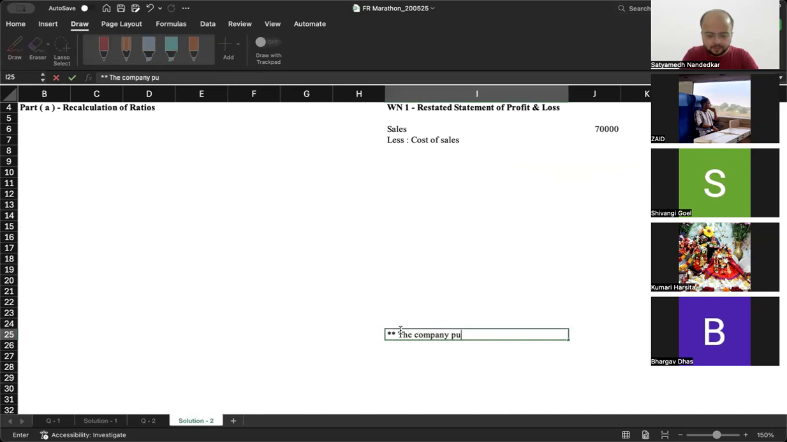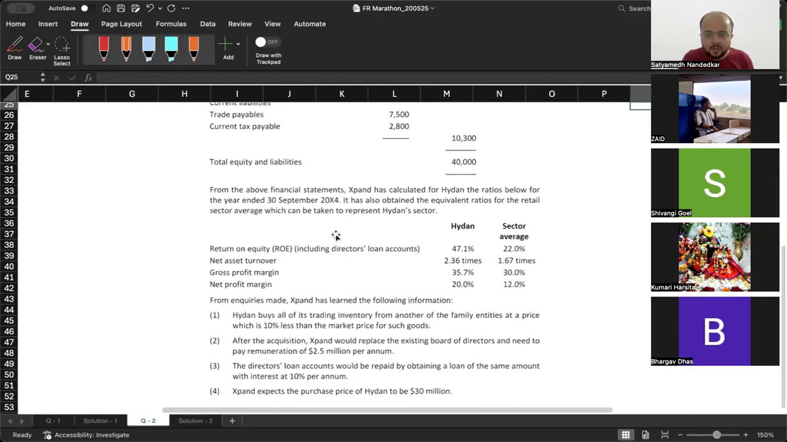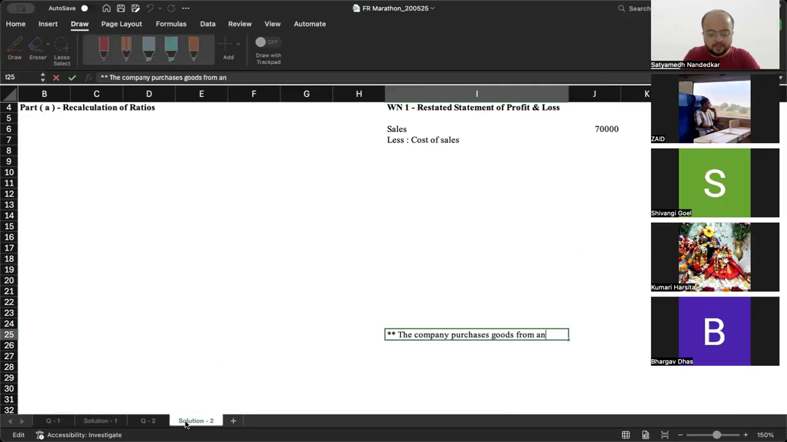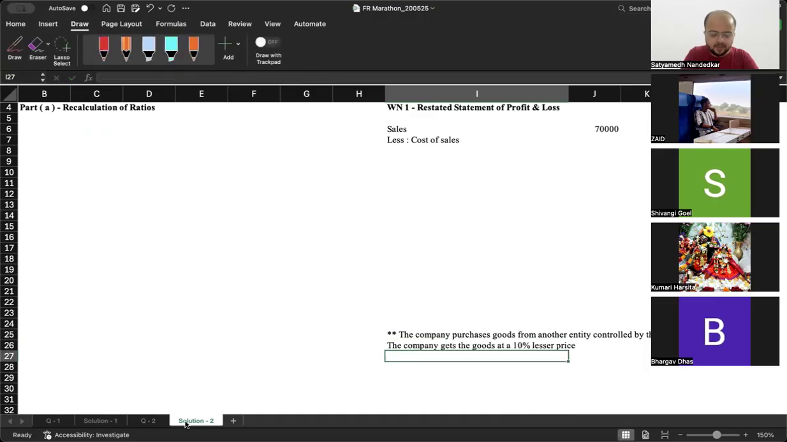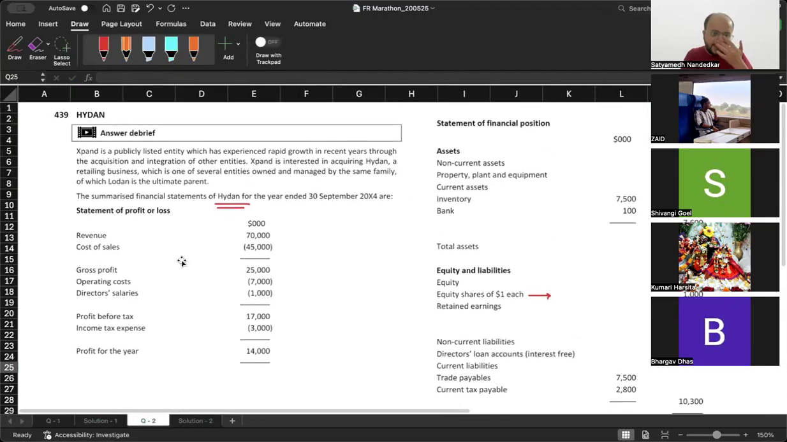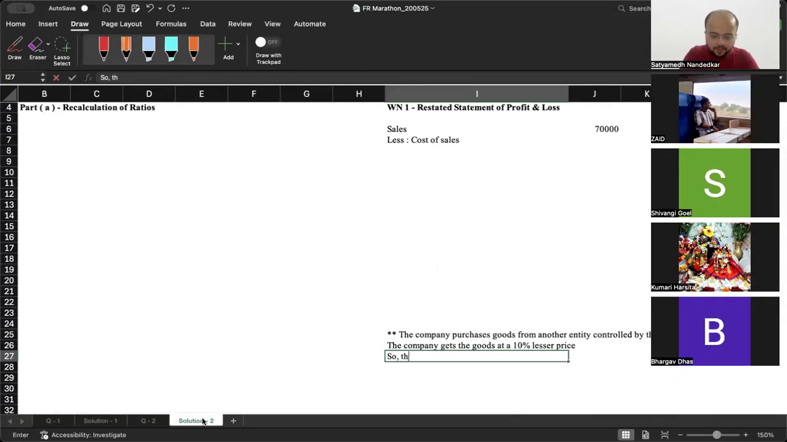The company purchases goods from, किससे purchase करता है company? The company purchases goods from another family entity at a 10% reduction in price. From another entity controlled by the same family. The company gets the goods at a 10% lesser price. ठीक है. Now, had you purchased from another entity, तो ये 10% discount आपको नहीं मिलता. So, the 45,000 value is after the 10% discount.